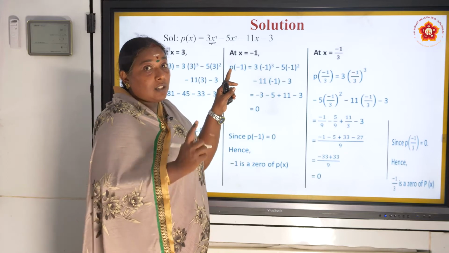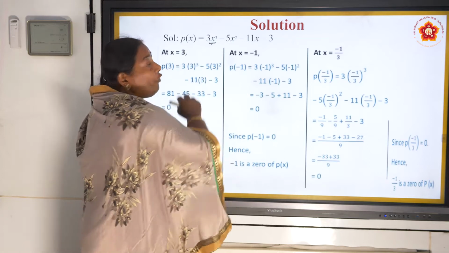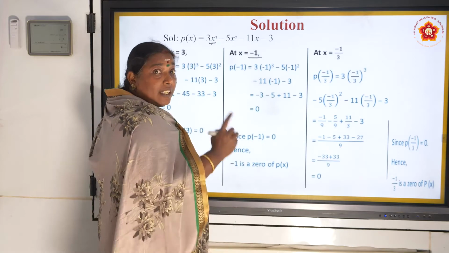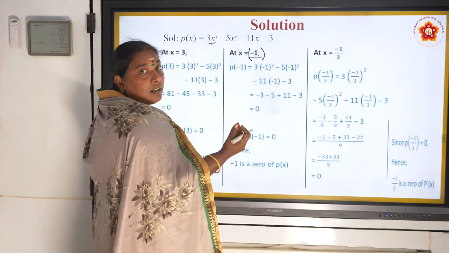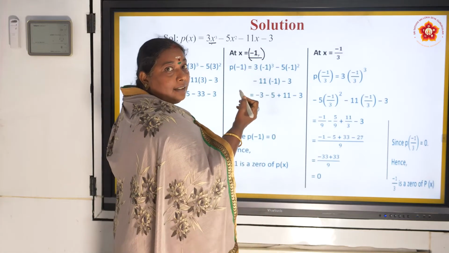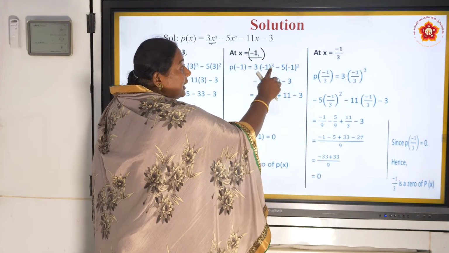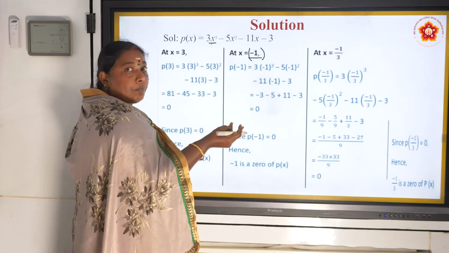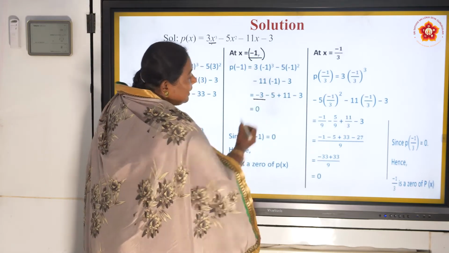Next, they have given minus 1 as a zero. So just apply minus 1 in the place of x. You should be very careful: for a power of a minus term, if the power is even, I will get a positive; if it is odd, I will get a negative number. So here minus 1 whole power 3, that means my power is 3. Minus into minus is plus, plus into minus becomes minus. So I have minus 3.